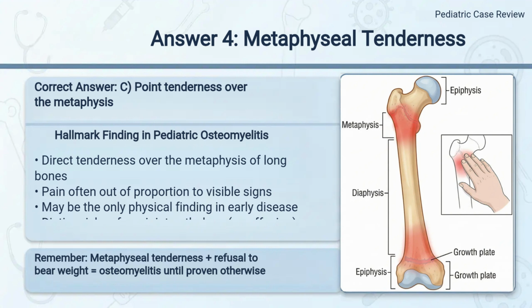This distinguishes osteomyelitis from joint pathology, which produces effusion and restricted range of motion. The clinical rule to remember is metaphyseal tenderness plus refusal to bear weight equals osteomyelitis until proven otherwise.